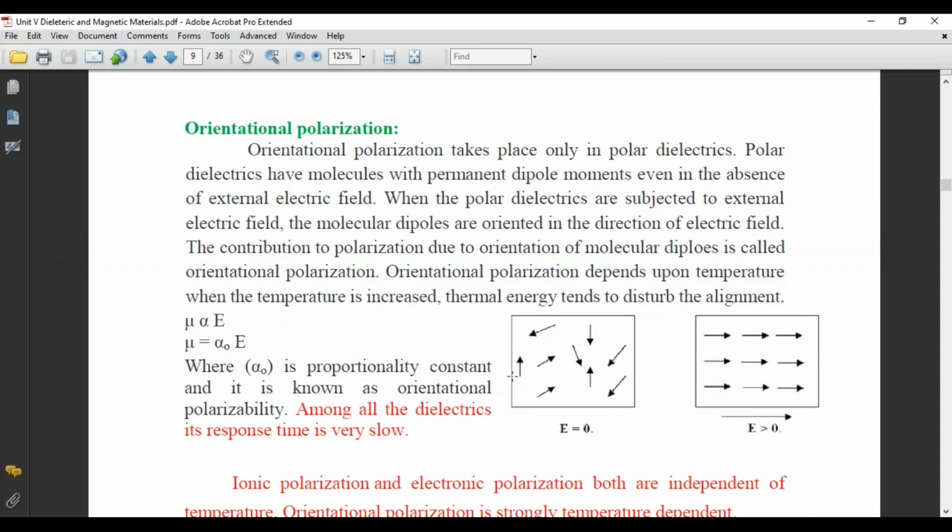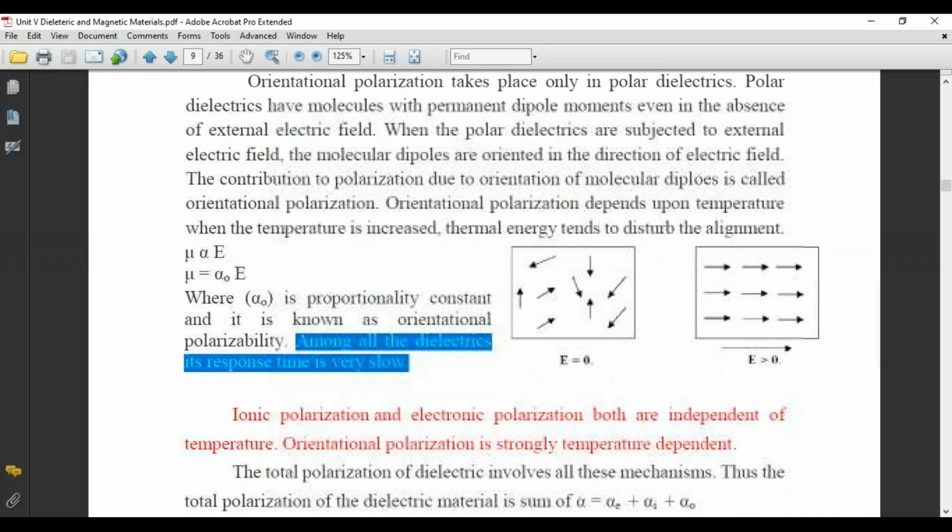So this is a dipole. These dipoles are randomly oriented when the field is zero. As soon as the field is applied, all the dipoles align in the direction of the applied field, and that causes orientation polarization. That also depends on mu proportional to E, mu equal to alpha naught E, where alpha naught is a proportionality constant known as the orientation polarizability. Among all the dielectrics, response time is very slow as compared to ionic and electronic dipole moments.